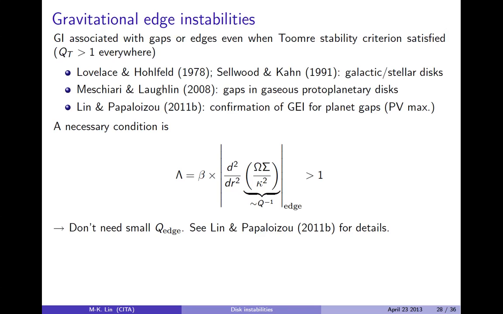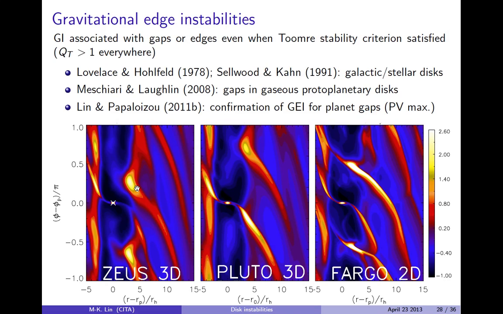But my main interest right now is what is the effect of this gravitational edge instability on the orbital migration of the planet, right? Because I've got a big overdensity here. I'm expecting some kind of gravitational interaction between this big spiral arm and the planet. How does that affect orbital migration?